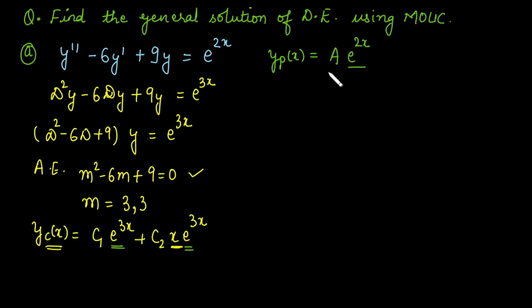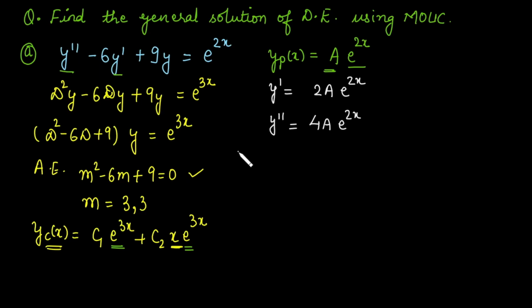For finding the constant value, we need to substitute this solution over here. For that we need a first order derivative and its second order derivative. So find its first order derivative. Its first order derivative is equal to 2 times a e raised to power 2x, and its second order derivative is equal to 4 times a e raised to power 2x. Substitute these values over here.